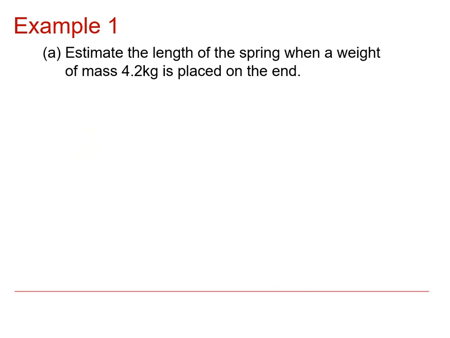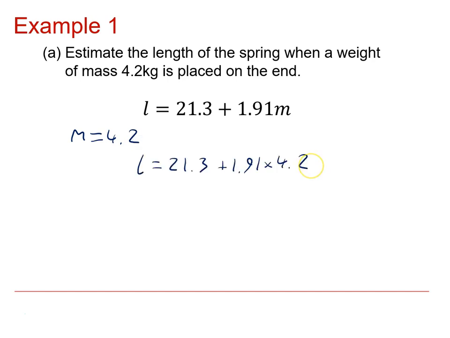In A-level, we now have a method to find an equation of the regression line. We found it to be L equals 21.3 plus 1.91m in the previous video. So if we're given this problem, all we need to do is substitute in m equals 4.2 in your calculator, and we get the answer, rounding to a sensible degree of accuracy.